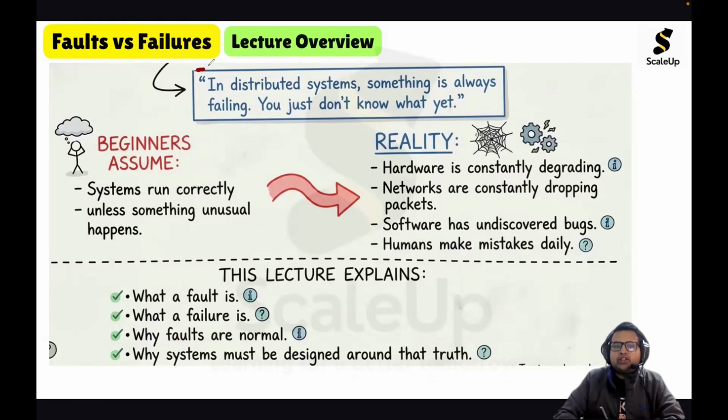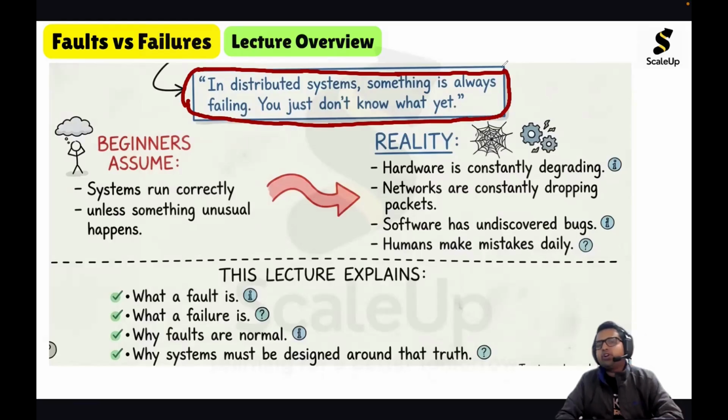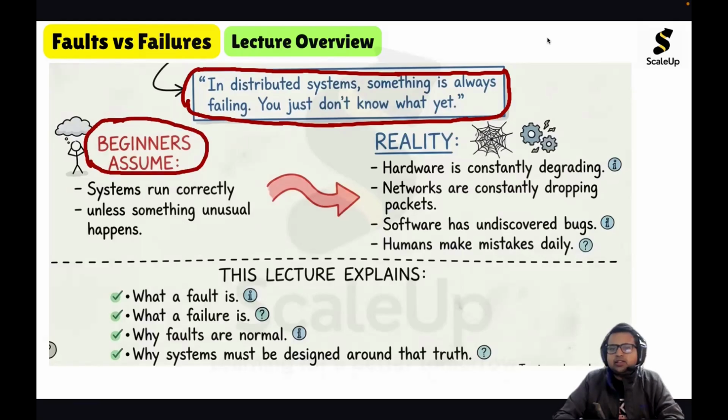In distributed systems, something is always failing. You just don't know what yet. That's the harsh reality of distributed systems, wherein something is always failing and we are just unaware of that. Now, beginners assume that systems are perfect and run correctly. They assume that unless something unusual happens, the system will keep on running perfectly.